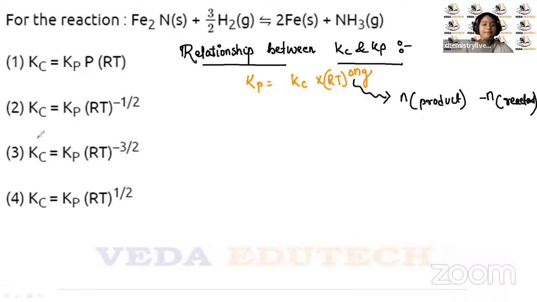Okay, so if we see above, this one is in solid state, so we are not going to consider this. If we consider the product side, we are having 1 mole here. So if we consider the product, we have 1. If you consider the reactant, we have only 1 here, that is 3/2.